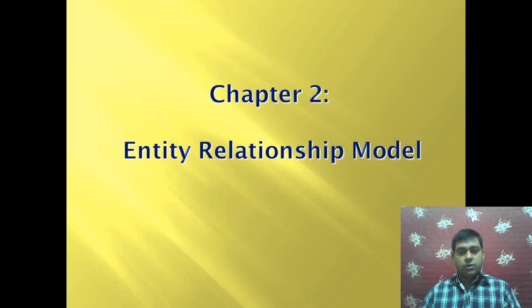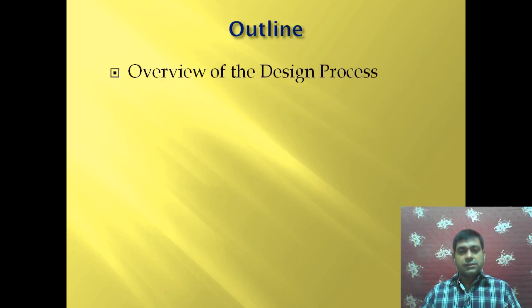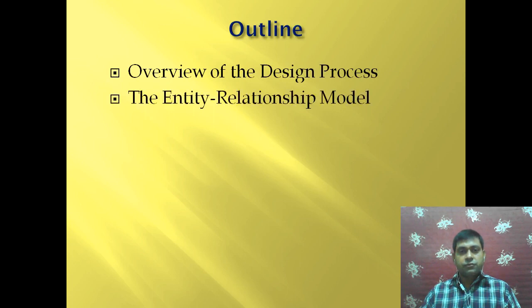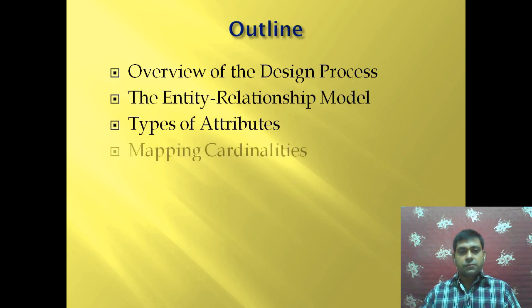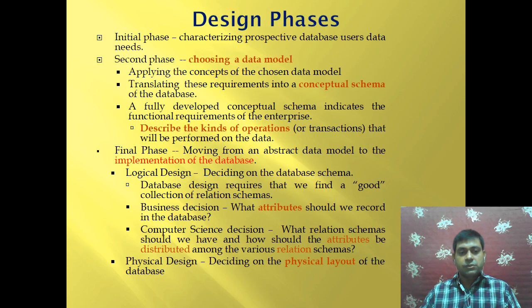Welcome back to Database Management System classes, Chapter 2, Entity Relationship Model. In this chapter, we will discuss the entity relationship model. Model means design. The topics to be covered: overview of the design process, the entity relationship model, different types of attributes, the mapping cardinalities, primary key, and removing redundant attributes in entity sets.